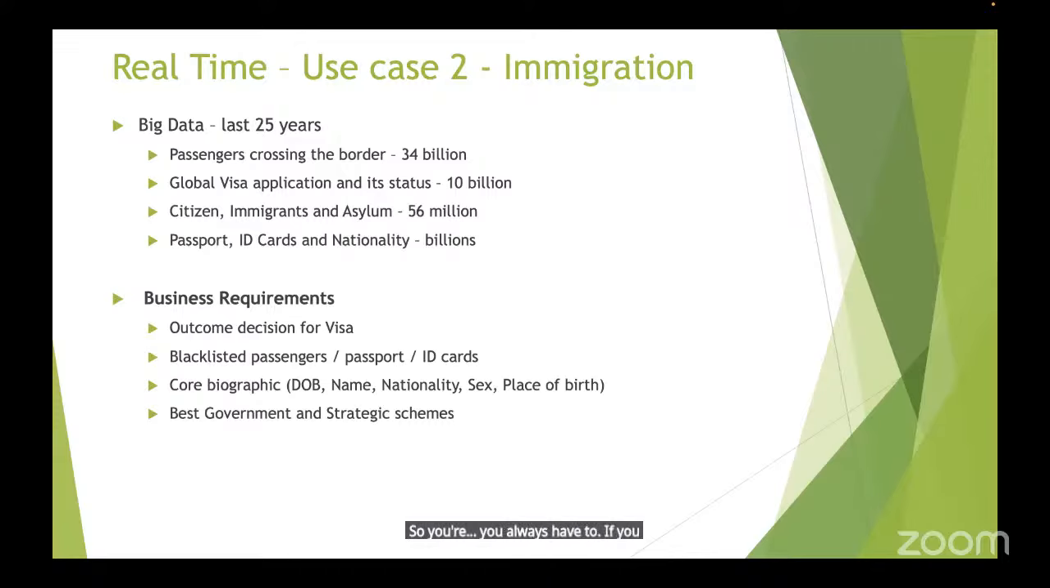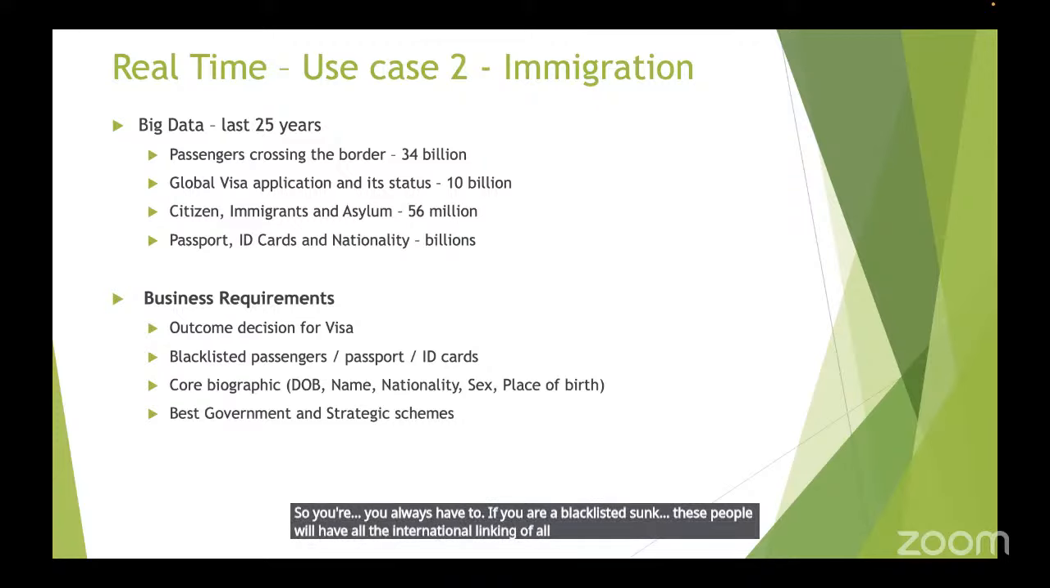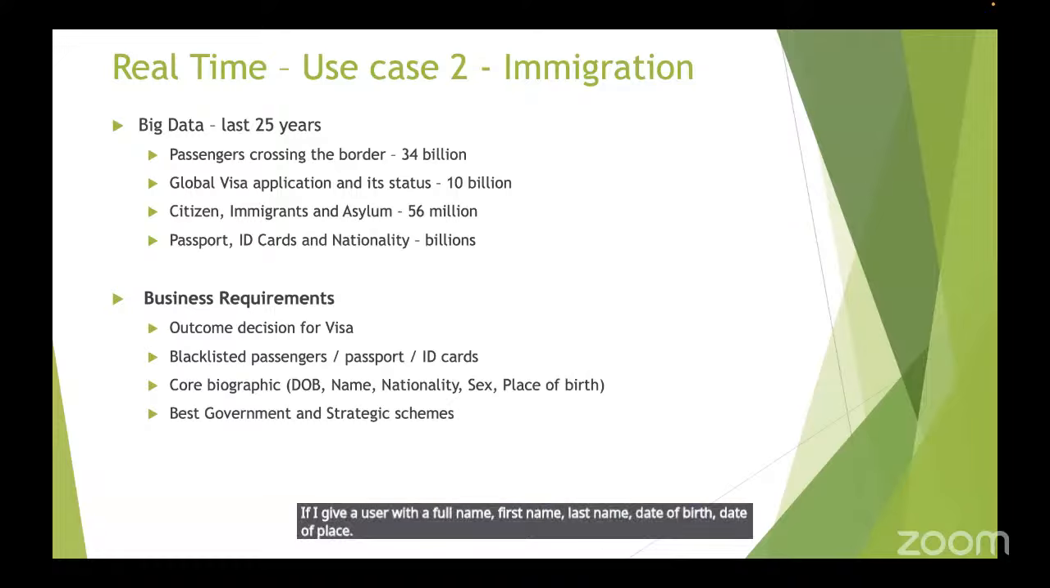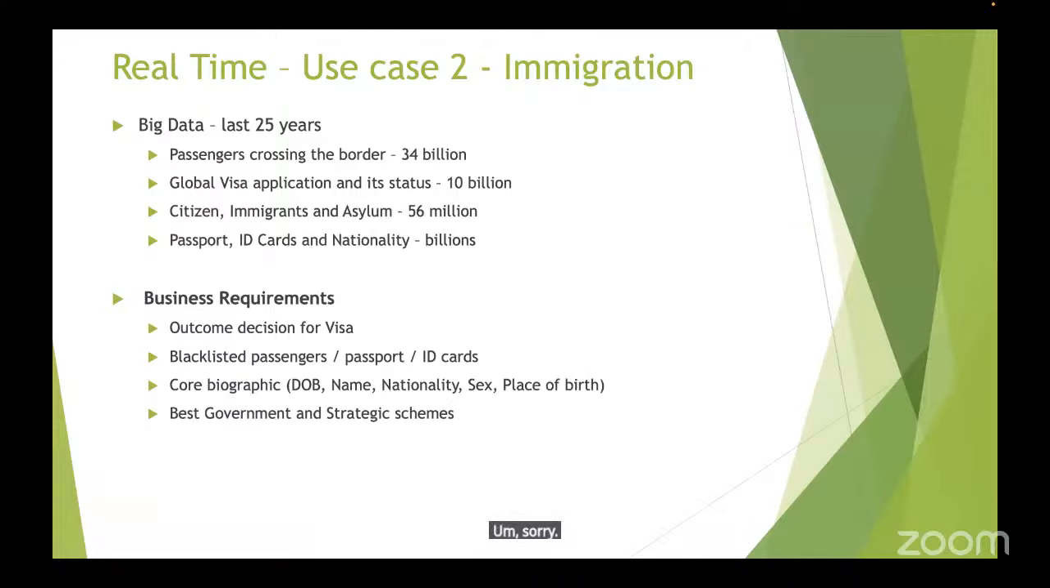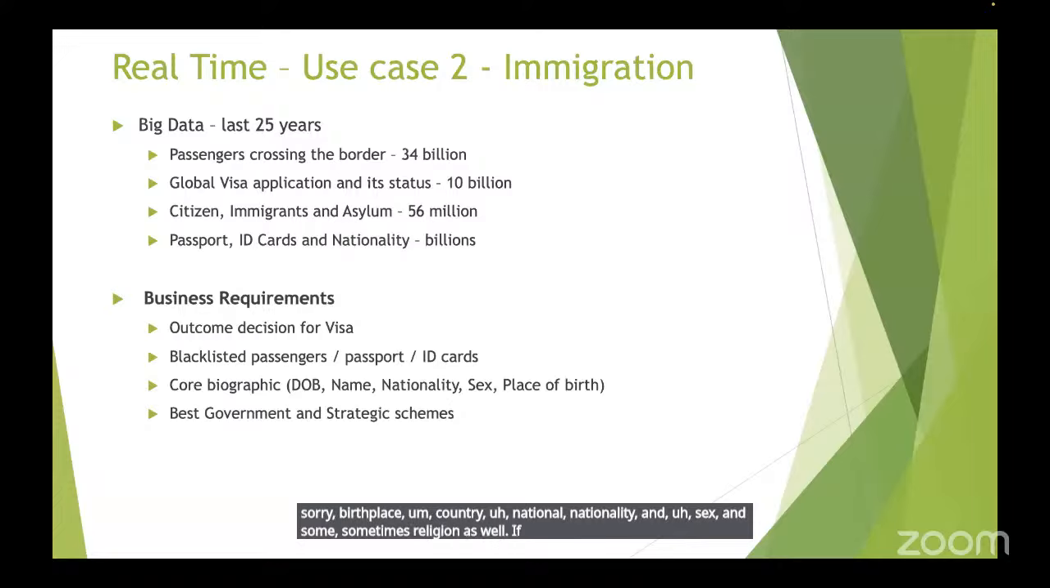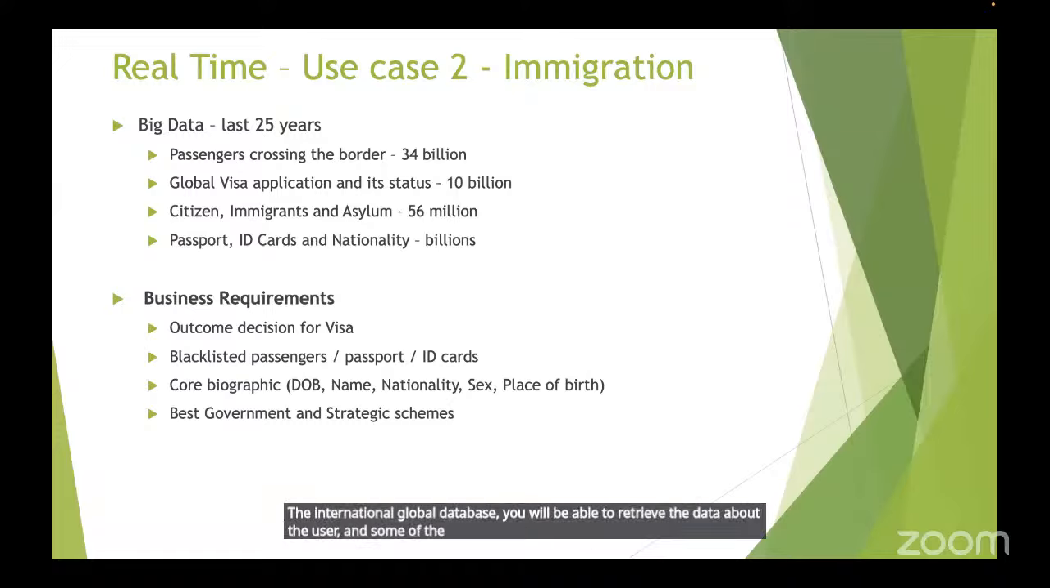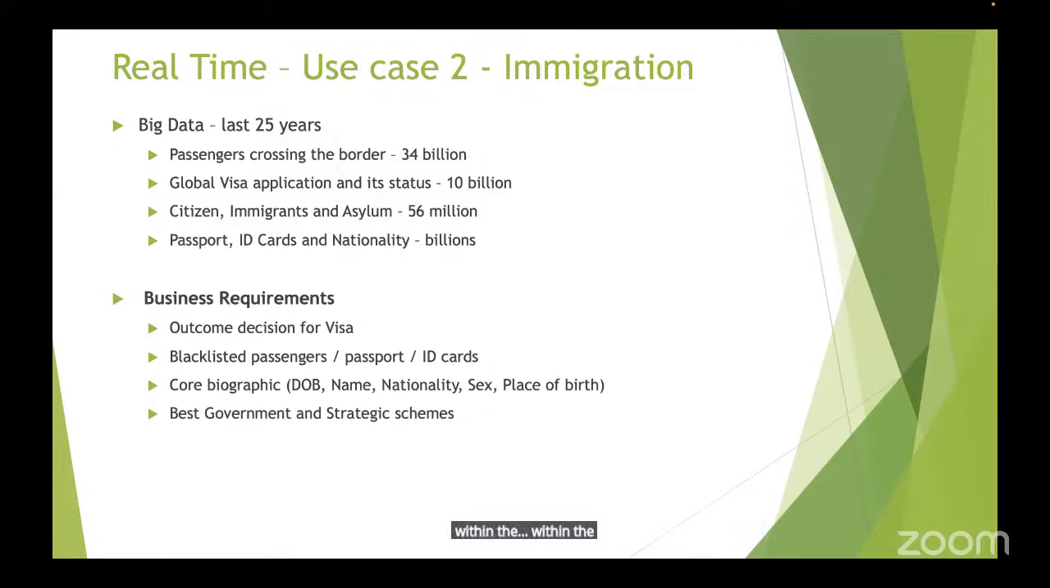If you are blacklisted, these systems have all the international linking of the user data. If I give the information, it's called the core biographics of a user: the full name, first name, last name, date of birth, place of birth, country, nationality, sex, and sometimes religion as well. If you put all this together in the international global database, you will be able to retrieve the data about the user and some linked information of them within the government organization, not for external use.